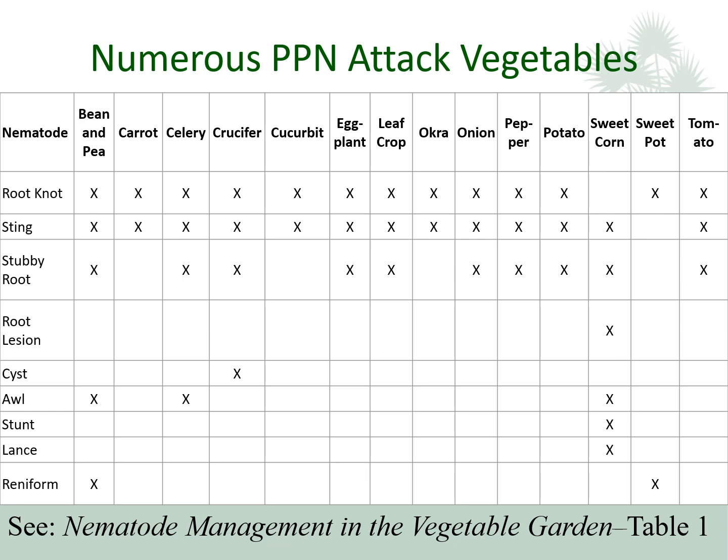This slide's a bit difficult to read, but you can see it in your handbook. It's Management in the Vegetable Garden, Table 1, in your Master Gardener handbook. We can see, though, that root knot and sting nematodes affect almost every one of these vegetable plants. Stubby root gets a lot of them, but then the other different types of nematodes are very specific, not nearly as generalist as the root knot and the sting.